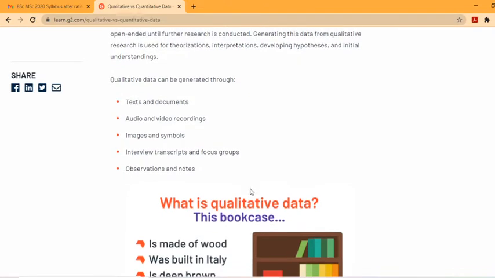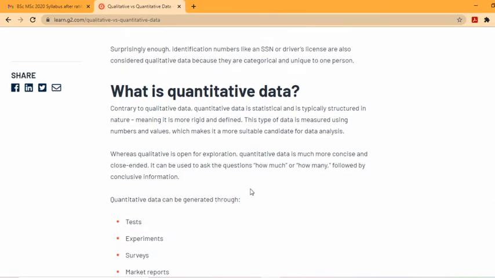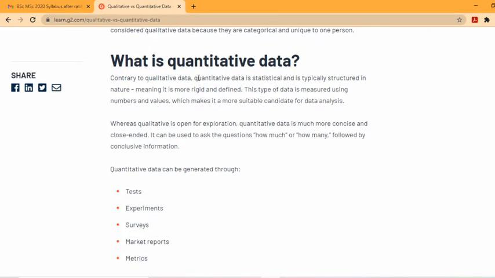And once again, let me come to the qualitative and quantitative data. What is quantitative data? Quantitative is statistical and typically structured in nature. Because when we take the mark of a student, that gives a quantity. Okay, that represents the size of that data. Also, that quantity represents the degree of his awareness. So that type of data is called quantitative data.